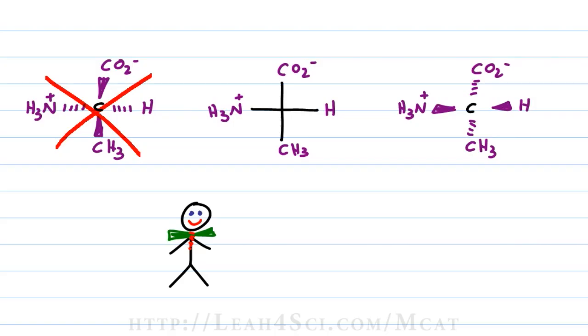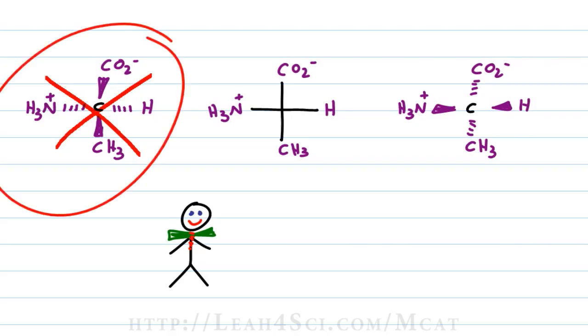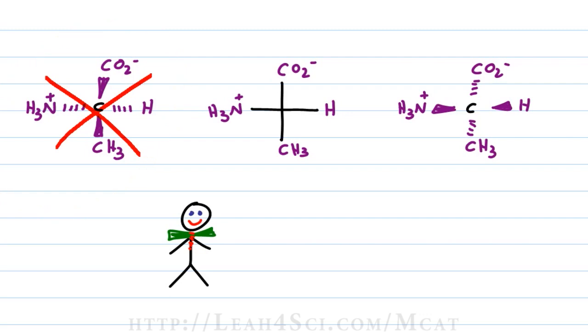And yes, it is very important, because not only is this structure incorrect, it's actually the enantiomer of the molecule we started with, and the enantiomer of L-alanine is D-alanine, which is a completely different structure. Watch what happens if we put them side by side.